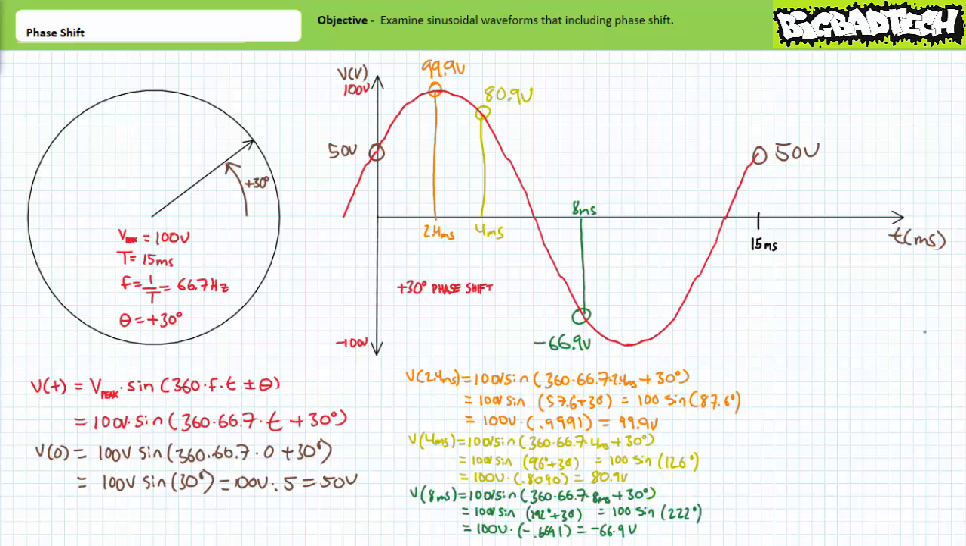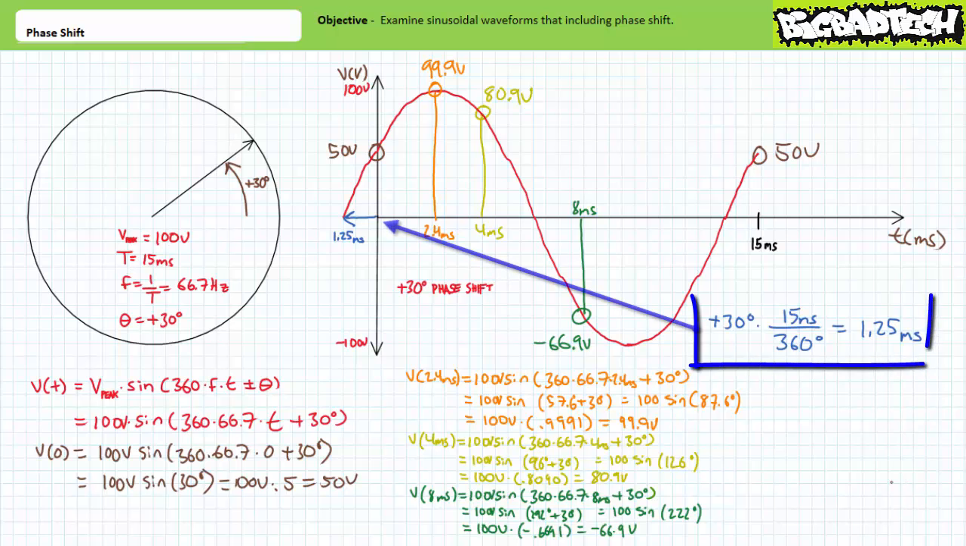Given we can convert between degrees and time, you'll note the positive 30-degree phase shift can also be measured in units of time. Given the sine wave has a period of 15 milliseconds, one can perform a unit conversion to find that a 30-degree phase shift is roughly equivalent to 1.25 milliseconds, meaning its zero crossing going positive is 1.25 milliseconds in advance, or in front of our start time.